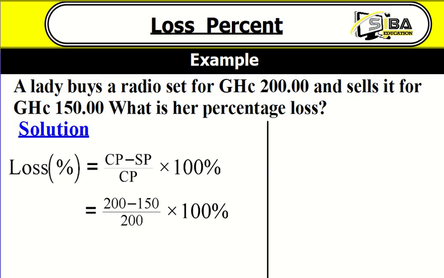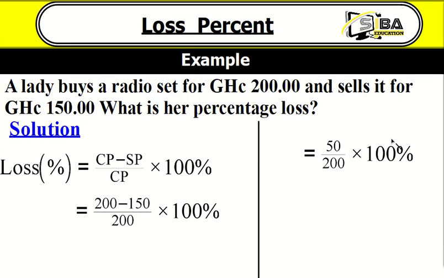The same question here, let's look at this. Loss percent is equal to the cost price minus selling price, divided by the cost price, times 100. You remember our cost price here was 200 minus the selling price, which is 150, divided by 200. So it's going to be 50 out of 200 times 100%.